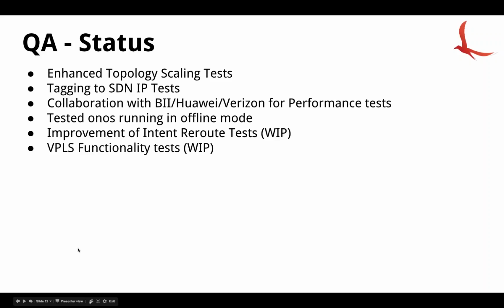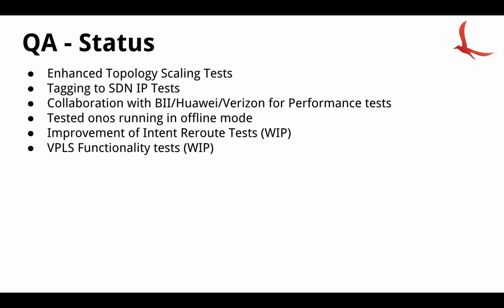QA. So for the QA for the sprint, we enhanced some topology scaling test cases, and we also added some new tagging to SD and IP tests. And we also started running the ONOS in the offline mode, and then we ran some test cases for that.